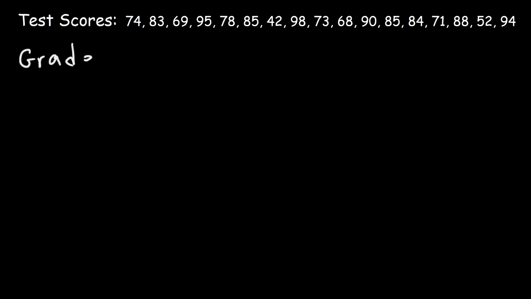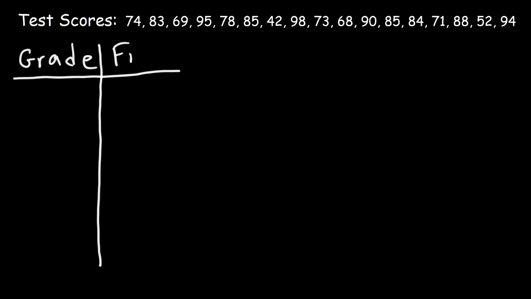So we're going to have two columns. The first one is going to be the grades, and we're going to set up a class width or a range of grades. We're going to group certain values together. And because we're dealing with test scores, it makes sense to group it in ranges of 10. On the right, I'm going to put the frequency.